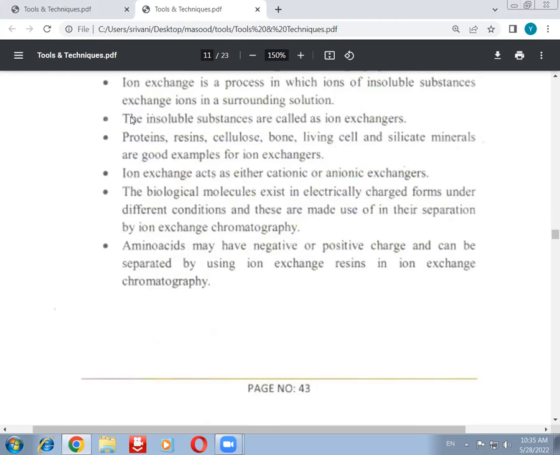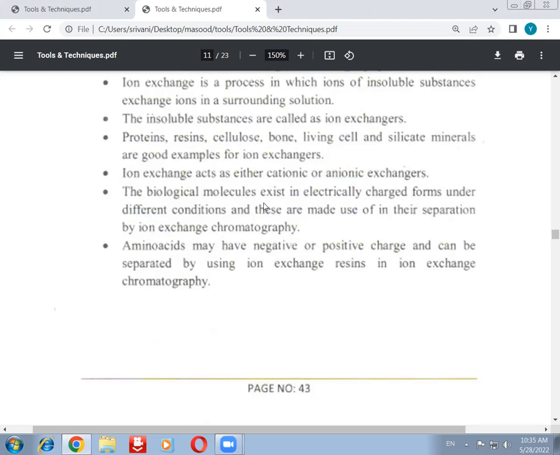Ion exchange is a process in which ions of insoluble substances exchange ions in a surrounding solution. The substances are called ion exchangers. Ion exchangers act as either cationic or anionic exchangers. These are the two types: cationic exchangers and anionic exchangers.